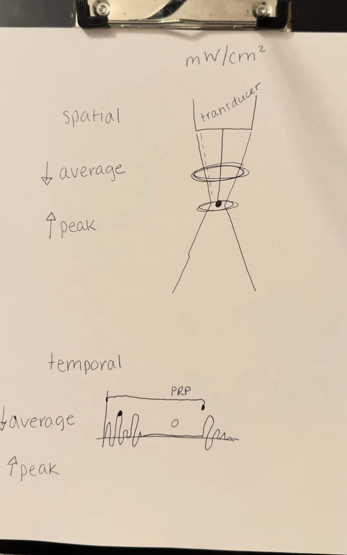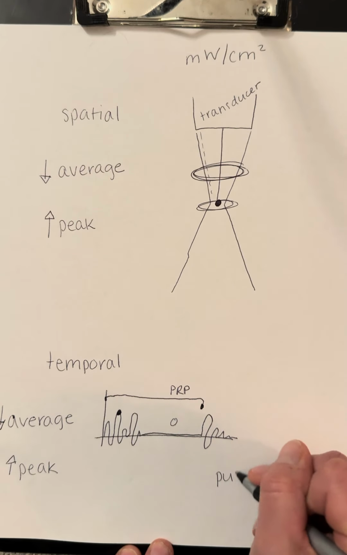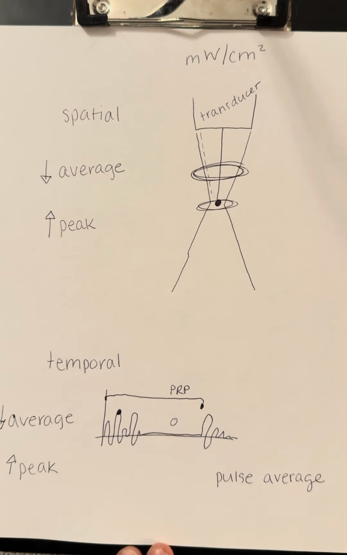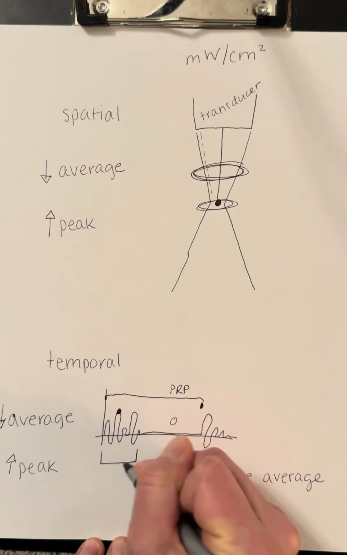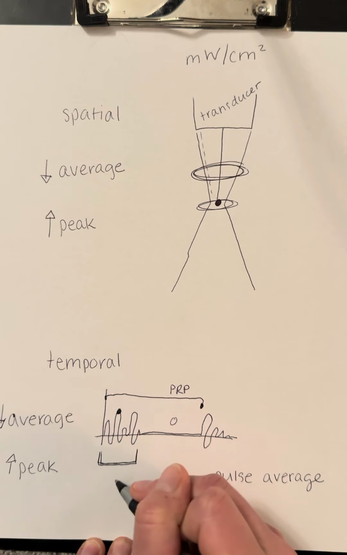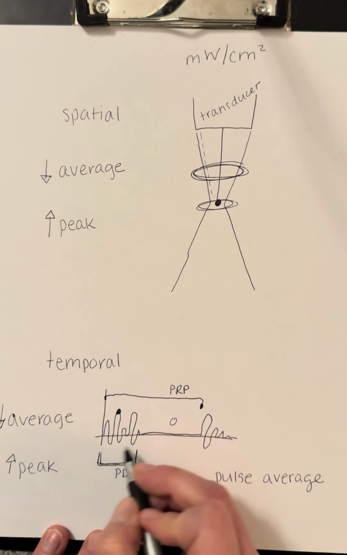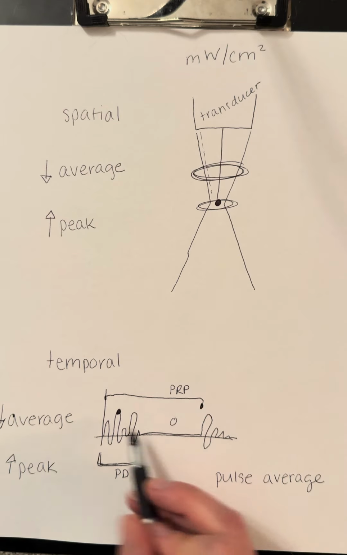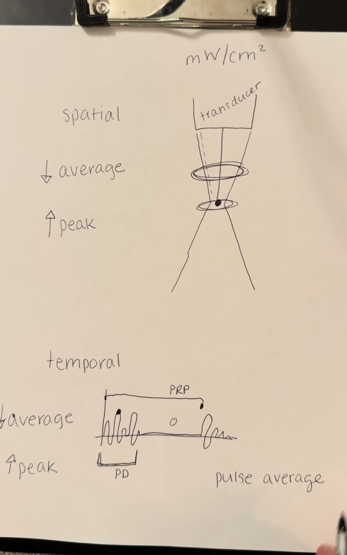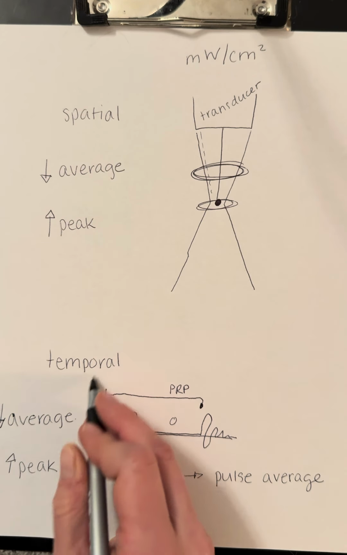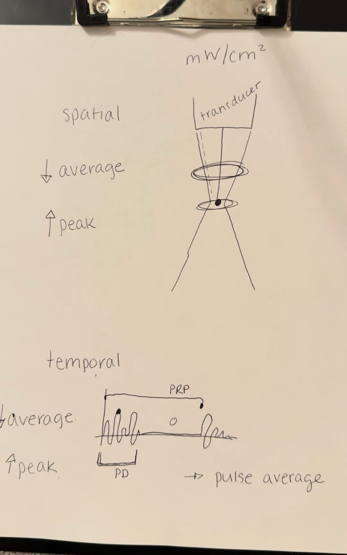Then there's also something that we measure in temporal intensities called pulse average. The pulse average is the average of the intensities, but only during the on time, only when the pulse is actually happening, which if you remember is our pulse duration. So if we take the intensities here and average them during just the on time, we get the pulse average. The pulse average is always in the middle of the temporal average and the temporal peak. It averages out, but only the on time.